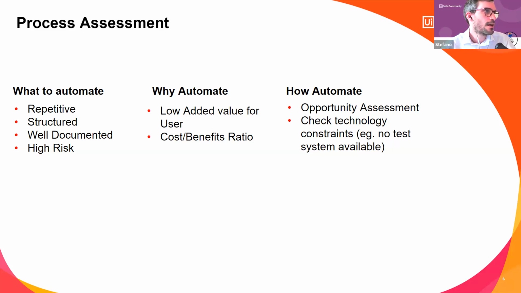There will be other processes that maybe don't include all these points. We can take the automation of these processes into consideration as well, but we will put them in a queue and start with the low effort, high benefit first, and then proceed with the other automation. We will also consider why we automate those processes. So it's better to start the automation with processes that have low added value for users.